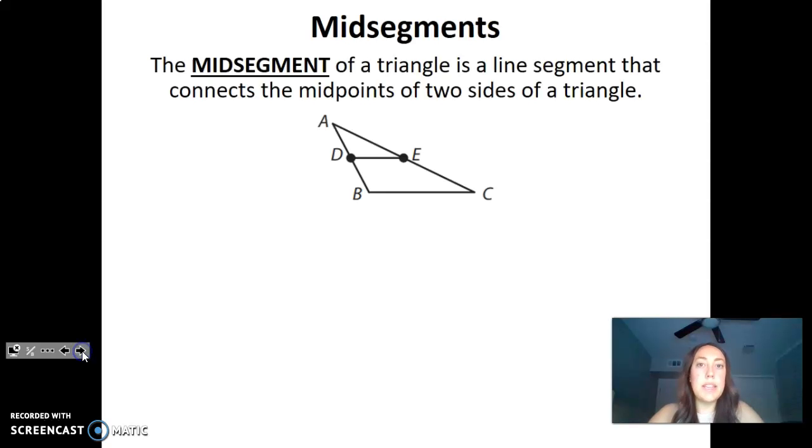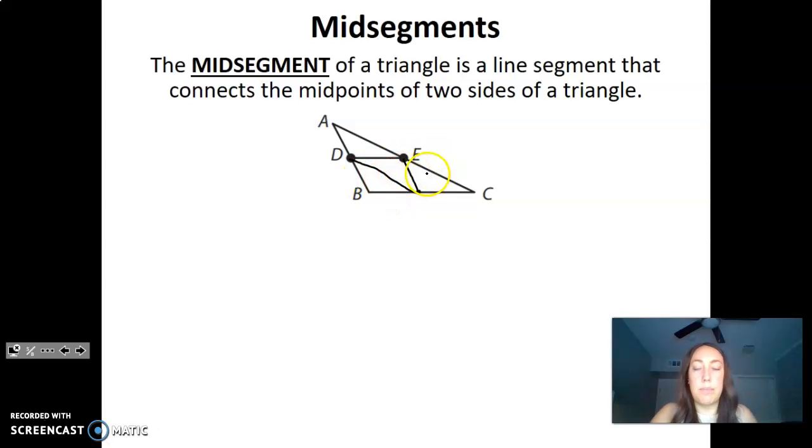A midsegment is a line segment that connects the midpoints of two sides of a triangle. So here, D is the midpoint of side AB, E is the midpoint of side AC. If we connect those midpoints, we get this segment DE. That's the midsegment. And we can draw two more midsegments if we wanted to. If we had the midpoint of this side here, we could draw one midsegment connecting those two midpoints and then a third midsegment connecting those 2 points. So every triangle has 3 midsegments.